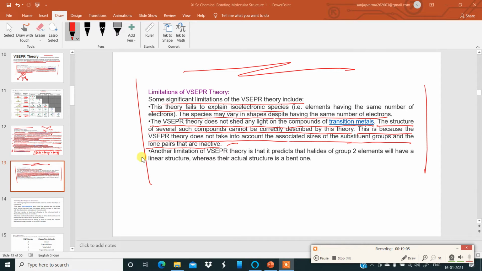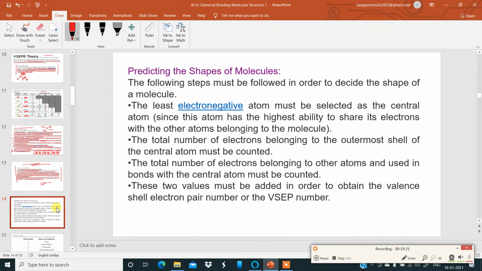Another limitation of VSEPR theory is that it predicts that halides of group 2 elements will have a linear structure, whereas their actual structure is always a bent one. So these are some limitations of the VSEPR theory, my dear students. Okay. Now, how to predict the shape of the molecules?